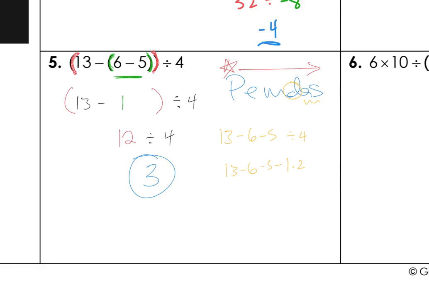Now, all right, let's just do all of our subtraction. 13 minus 6 is 7. 7 minus 5 is 2. And 2 minus 1.2 is 0.8. And if you're like, that's stupid, Mr. Math, no one would ever do things that way. Prove me wrong. I've seen some crazy people do some crazy things.